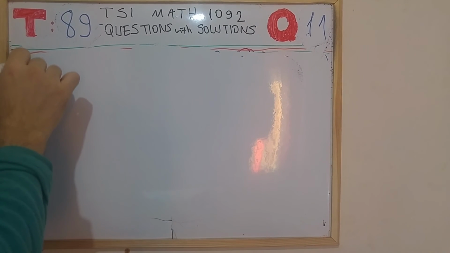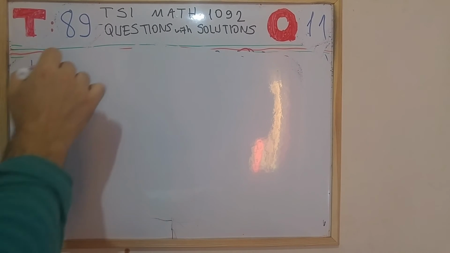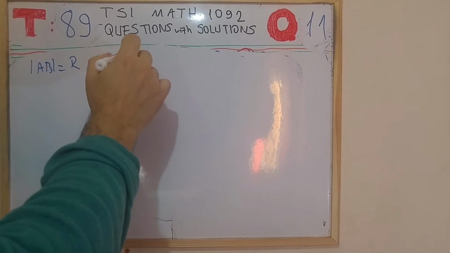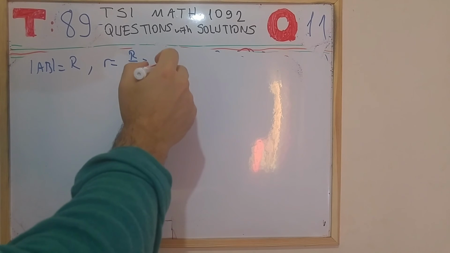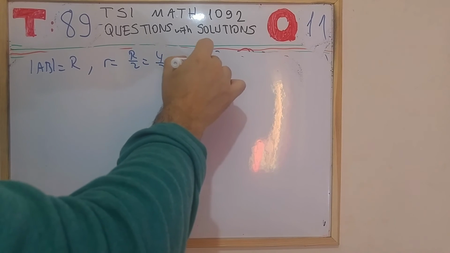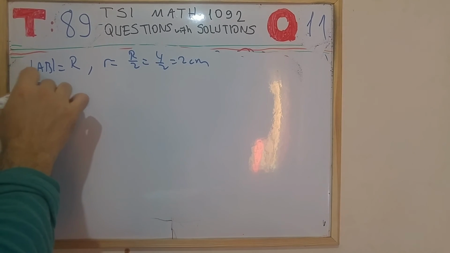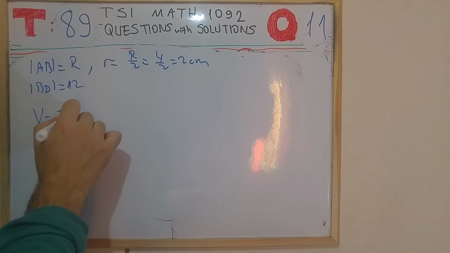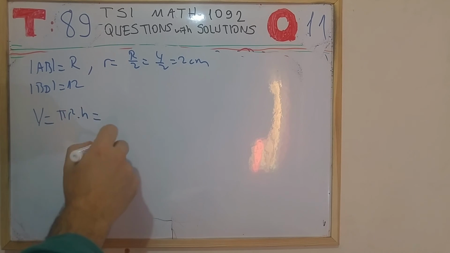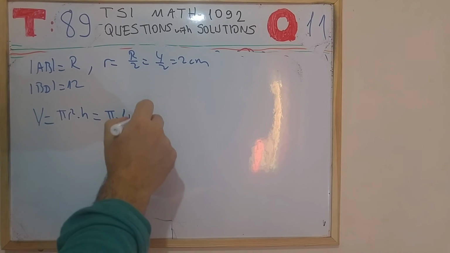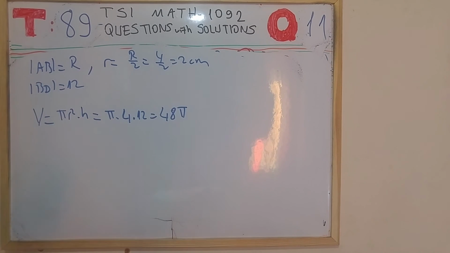In this question, the AB that I am given is not the radius, but it is the diameter. So what I need to find out is the radius, that is equal to half of the diameter, that is 4 over 2, which is 2 centimeters. I already know the height is equal to 12, so it's possible to calculate the volume now. Pi r squared times h, which is equal to pi times r is equal to 2, r squared is equal to 4, times 12, that is equal to 48 pi.